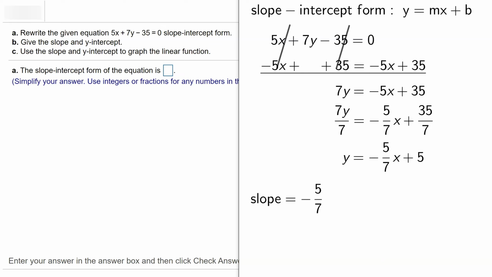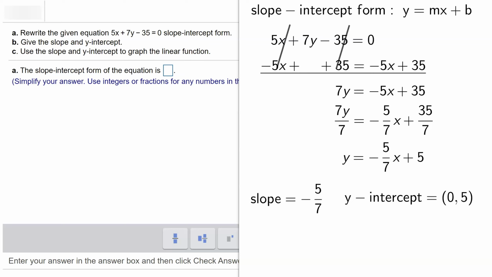So what is the slope? The slope is the coefficient of the x, so it's negative 5/7. And what is the y-intercept? The y-intercept is the point (0, 5). Remember, every y-intercept, its x-coordinate is 0.